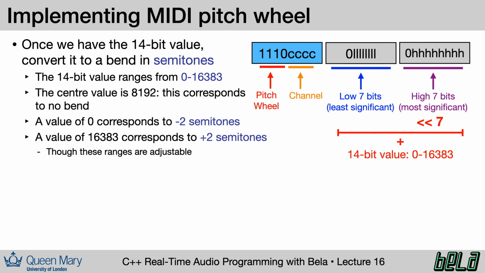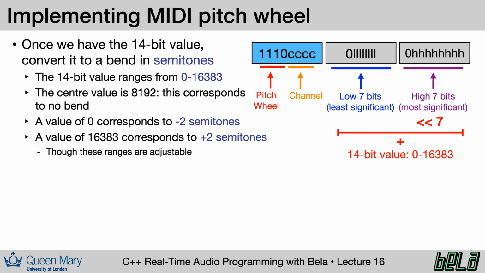The range of any 14-bit unsigned value will be between 0 and 2 to the 14th minus 1, that is to say 0 to 16,383. The center value of the pitch wheel is exactly in between this, 8,192. That corresponds to no bend or 0 semitones. A value of 0 from the pitch wheel is going to correspond to a bend downward of 2 semitones, and a value of 16,383 will correspond to a bend upward of 2 semitones.